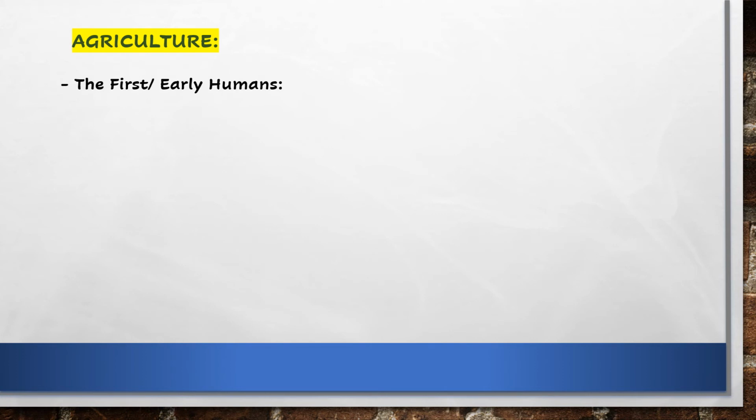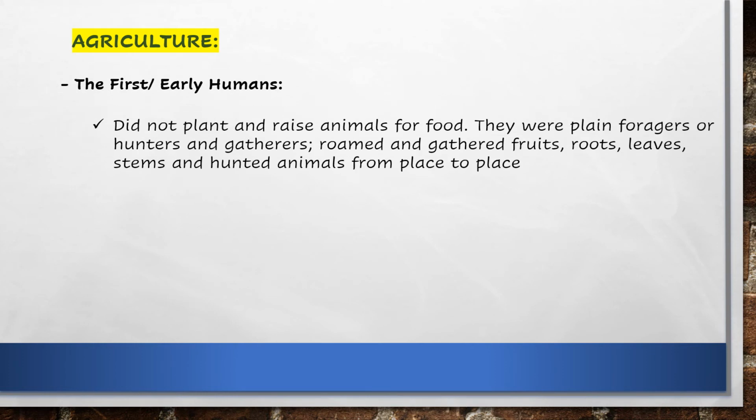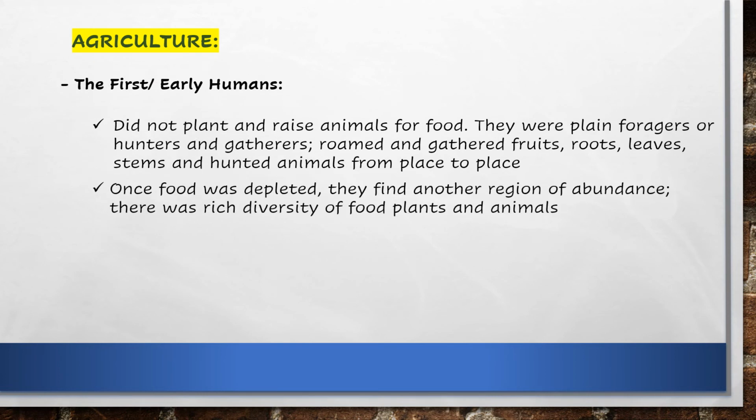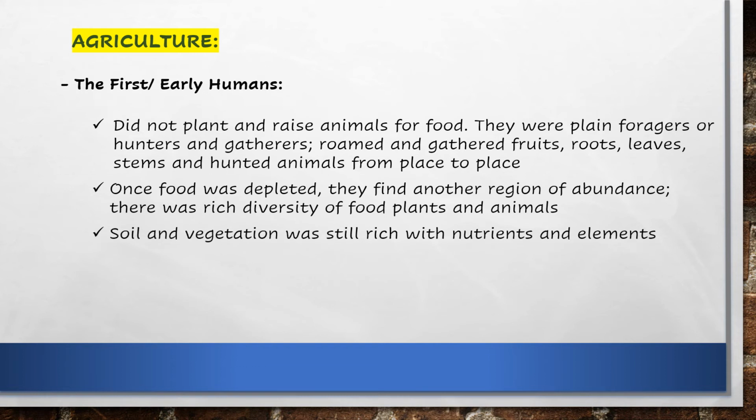Now, pag titingnan natin ang agriculture, ano yung mga tao sa part ng agriculture noon, the first early humans. They did not plant and raise animals for food, okay? So they were just plain foragers or hunters and gatherers. So they roamed and gathered fruits, roots, leaves, stems, and they hunted animals from place to place. So once na naubos na yung food sa kanilang place, they find another region of abundance. And there was rich diversity of food and plants and animals noon, nung unang panahon. And even yung soil and vegetation was still rich with nutrients and elements during that time.